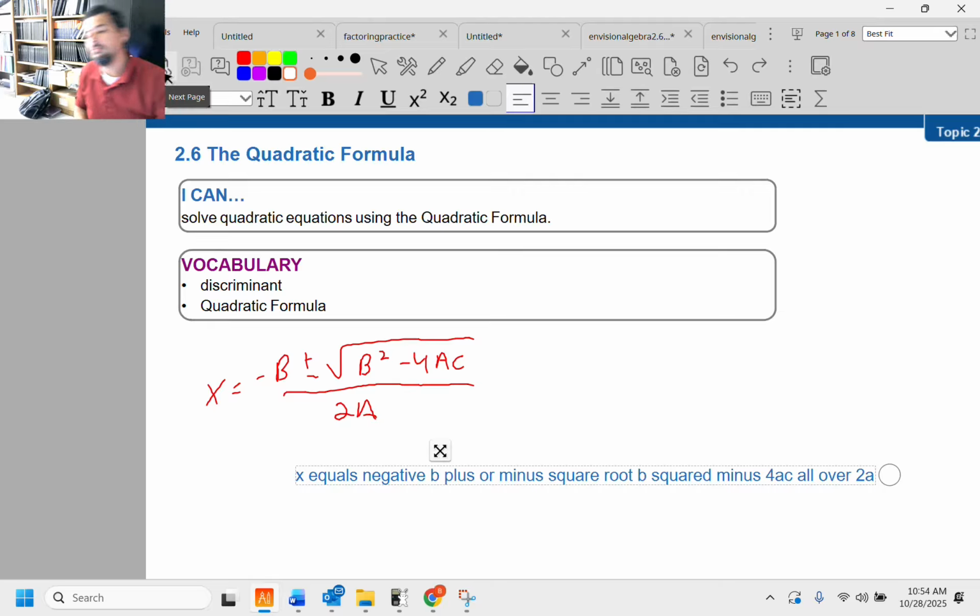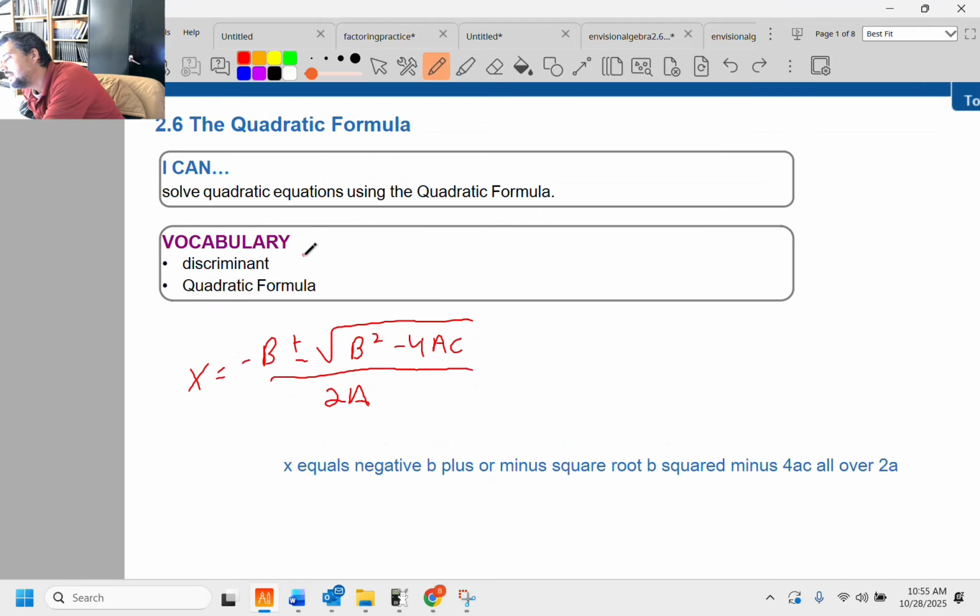All right. So anyways, that's the quadratic formula. The discriminant is the stuff inside. It's the b squared minus 4ac part. And it tells us the nature of the solutions. And we'll get to that in a little while.